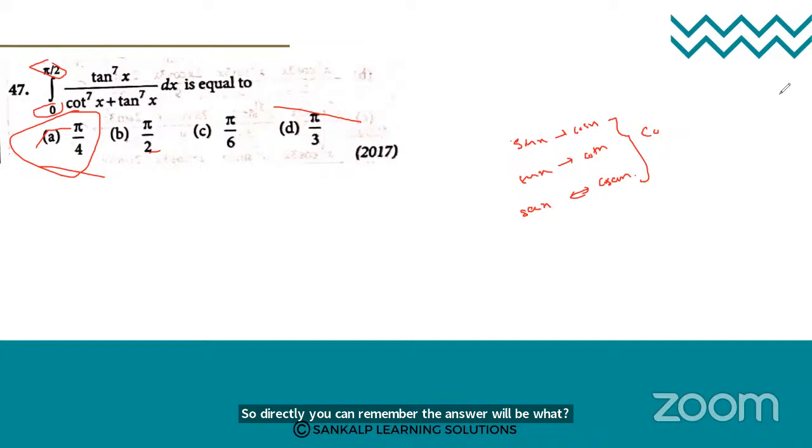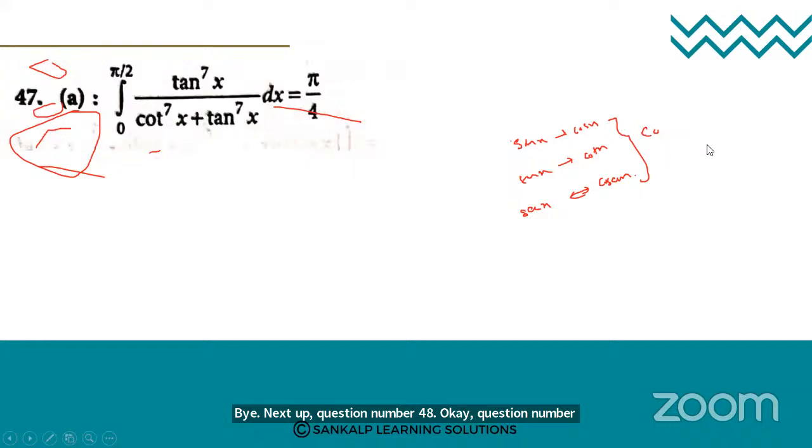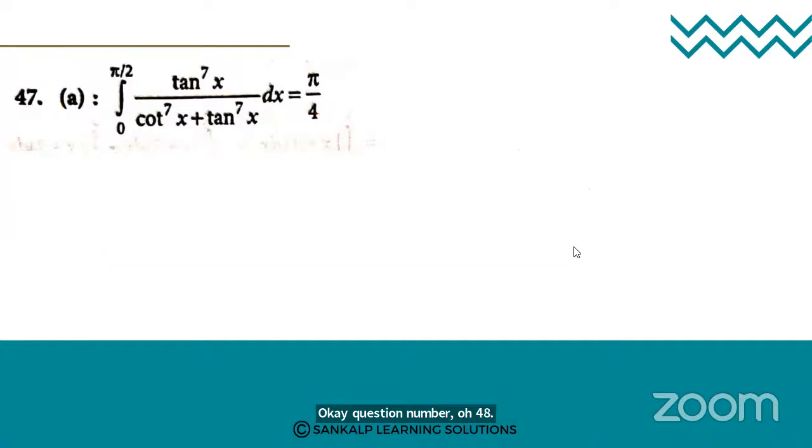Next, question number 48. Question 47 at least we have done. Here it is the integral from 0.2 to 3.5 of the step function of x dx. So here we are making use of the greatest integer function.